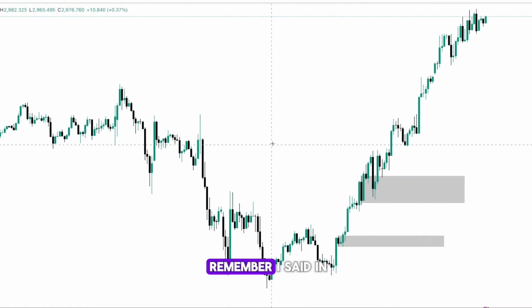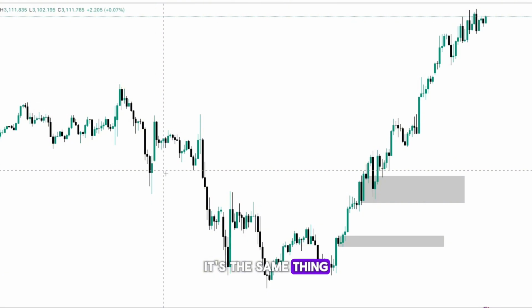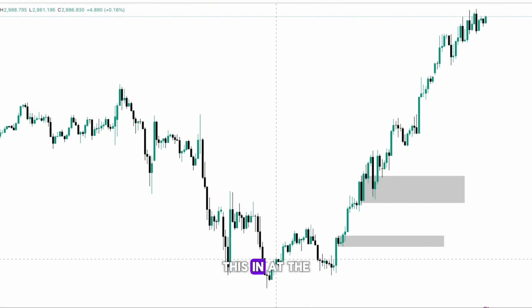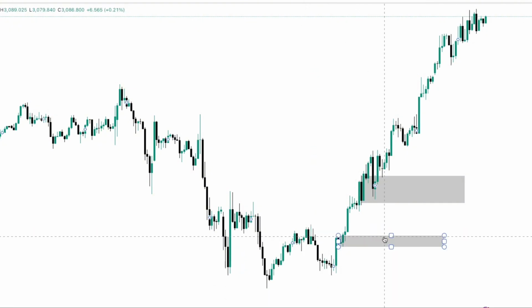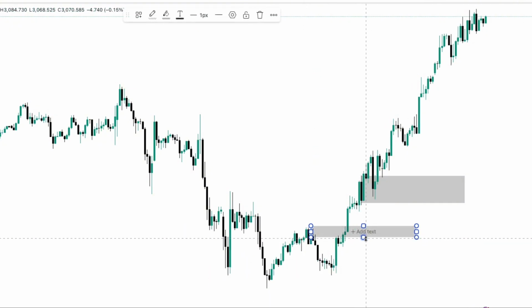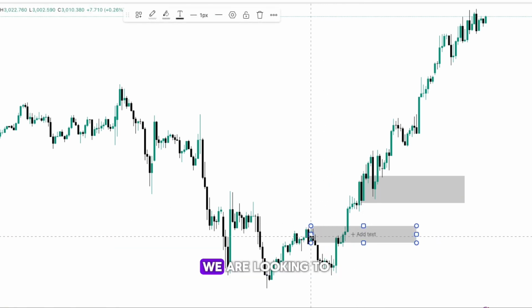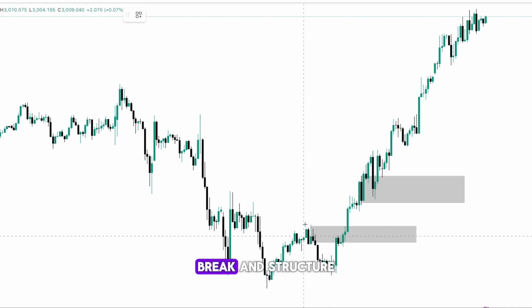So in this, remember I said in an uptrend, the last selling candle should be respected. It is the same thing in the downtrend. We are coming down, coming down, coming down, and this is the last candle at the point of reversal. Let me mark that out. This candle right here, this green candle, this last buying candle, is the candle we are looking to support price or to resist price. If price should break above it, then we have what we call a break in structure.